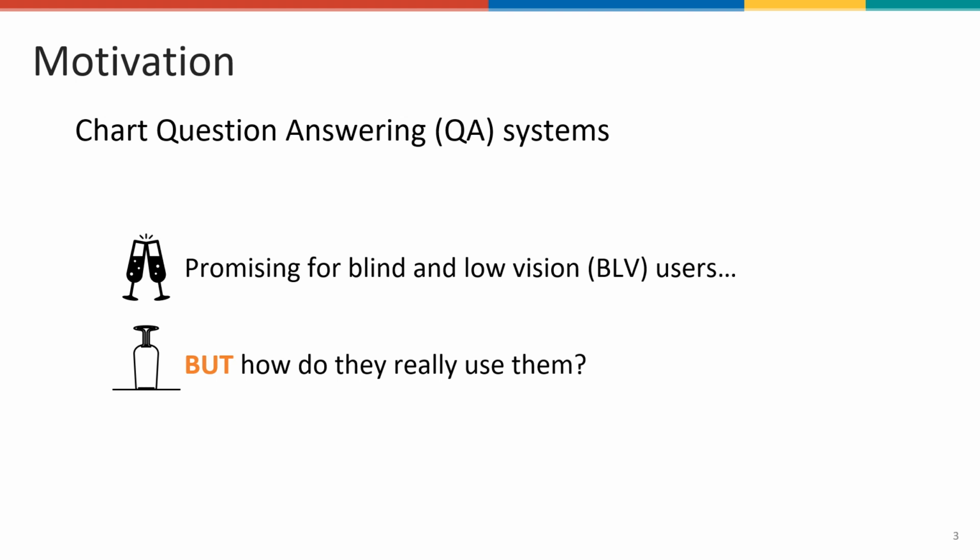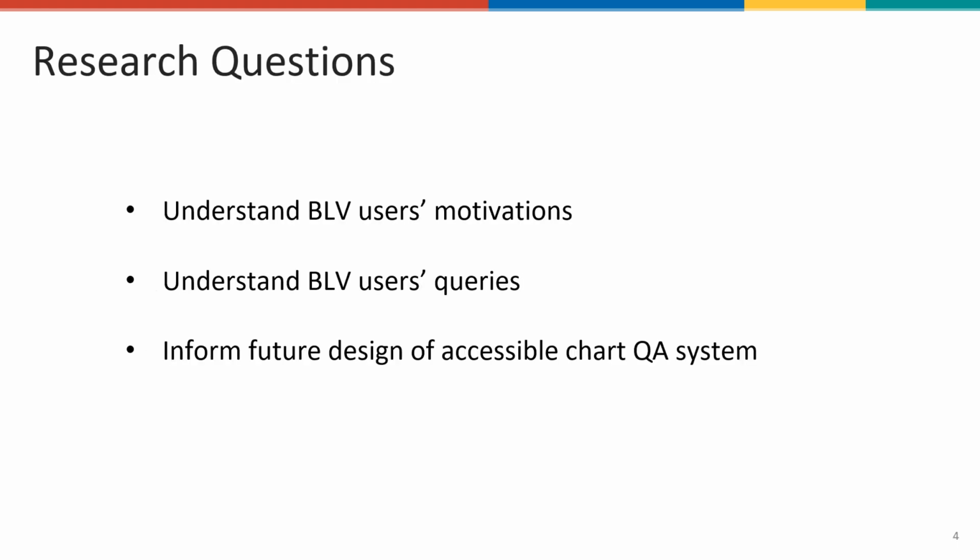However, though many assume that blind and low vision users will greatly benefit from the technology, no study has been done into if and how BLV people interact with chart QA systems, and especially what questions they ask the system. We aim to address this gap with 3 research questions. We want to understand the BLV users' motivations for using a chart QA system, and what kinds of queries BLV users ask such a system. Finally, we want to inform future design of accessible chart QA systems.